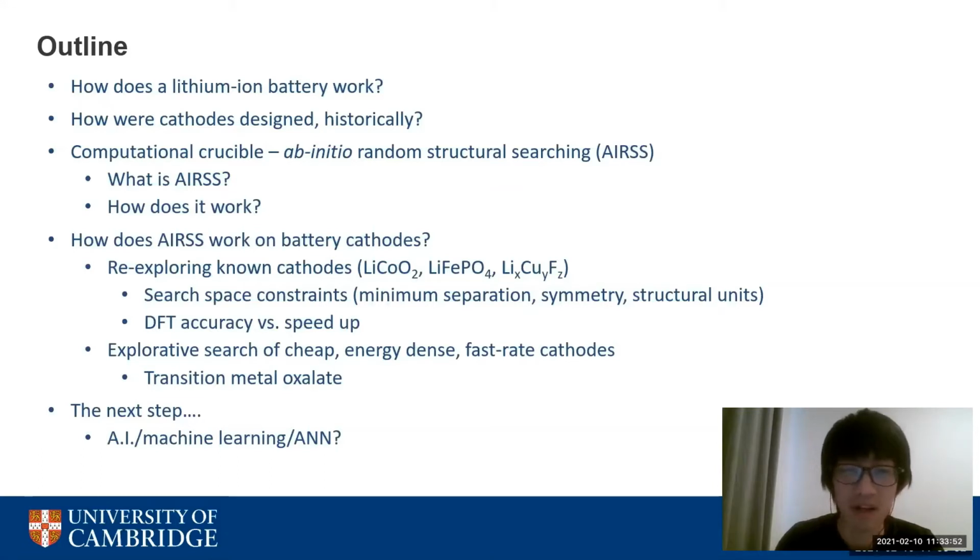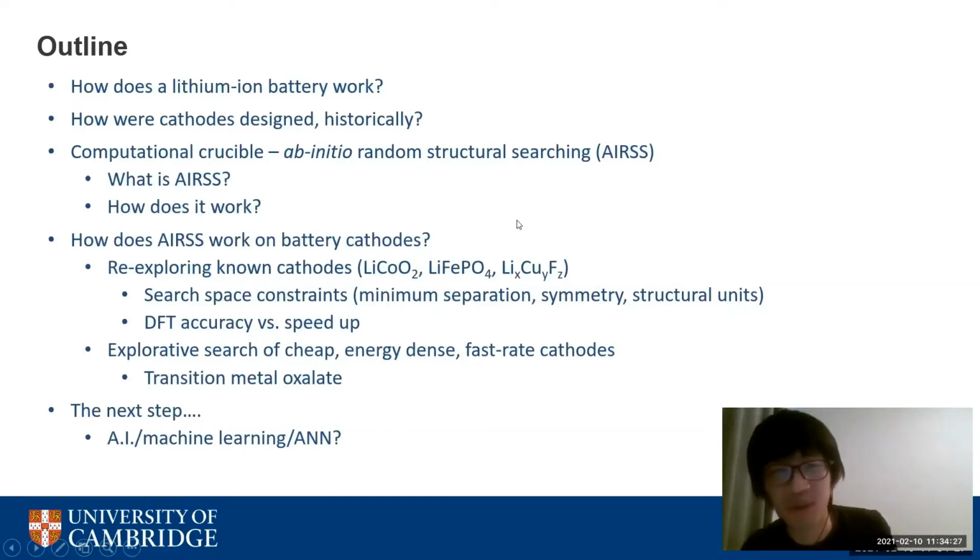And in this part, there are actually two subsections. The first subsection is about using this method to re-identify these known cathode materials, which are pretty much commercialized, especially the first two. And in the second part, I will try to do some explorative search for cheap, energy-dense, and fast-rate cathodes. So hopefully I can give you an idea. With AIRSS, we can try to get new materials out of it and increase the energy density of a battery. So finally, I will try to give you some insights on where we are going.